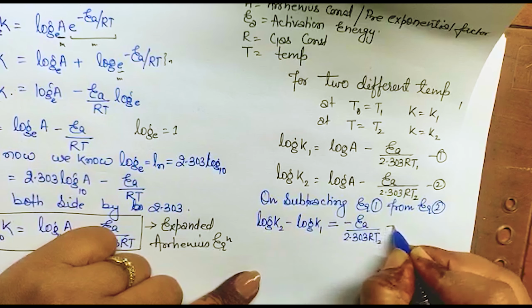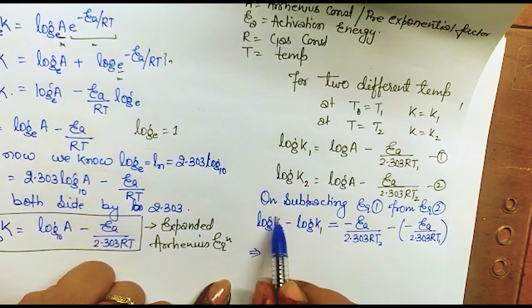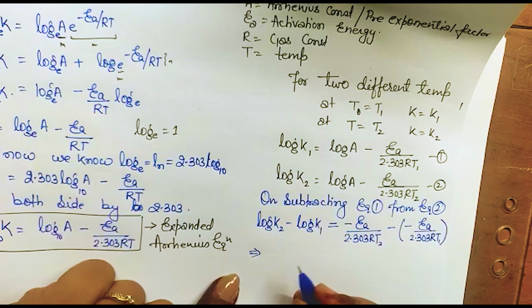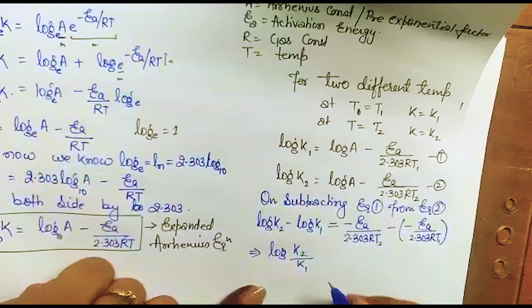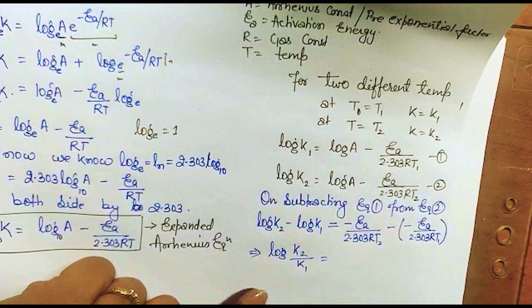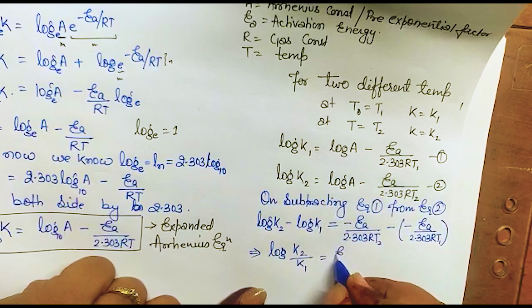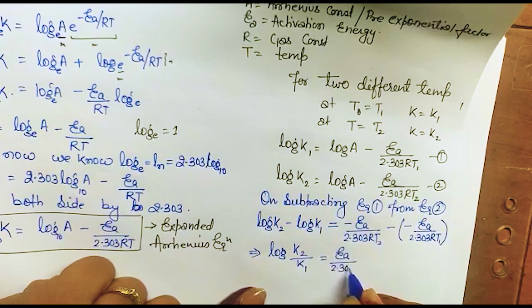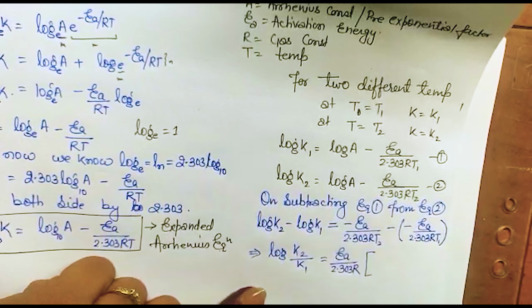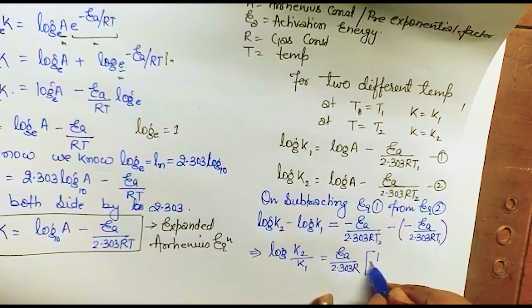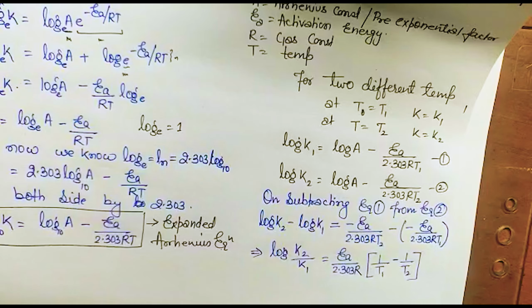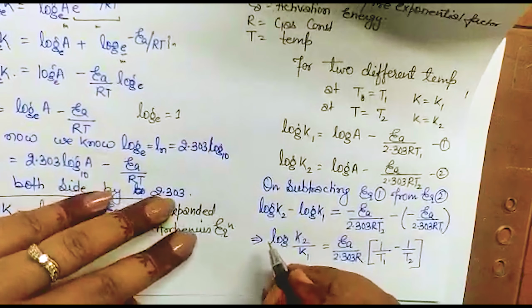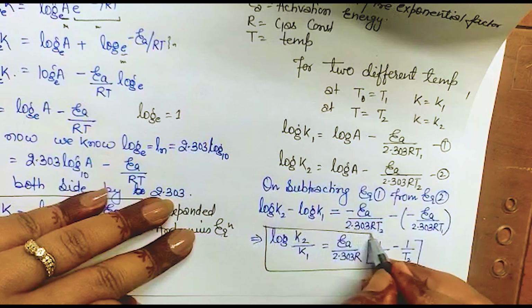Any problem? So now we know that log M minus log N, what will it be? Log M upon N. Can I write? Yes. And this becomes minus minus plus, isn't it? And EA upon 2.303 is common in both, so let me take it out. EA upon 2.303 let me take as common. And what happened? 1 upon T1 minus 1 upon T2. We got the formula, isn't it? So here it is. This is the other formula.